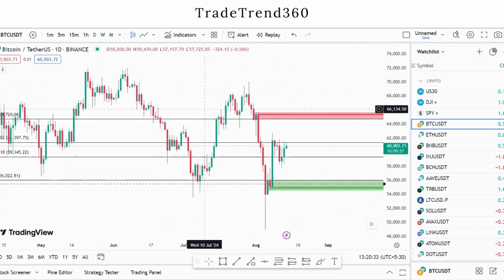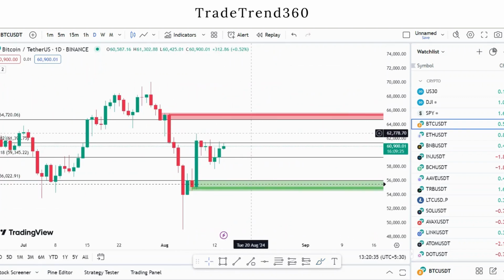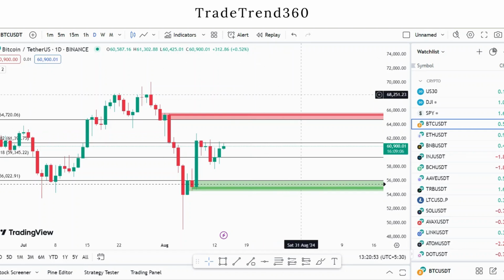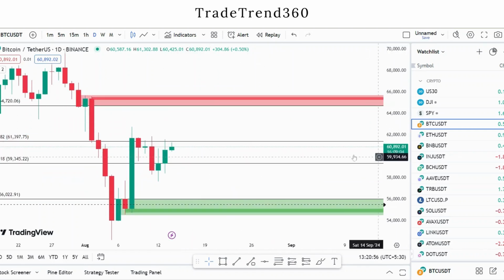The main point is that we also need to follow the footsteps of banks and institutions. They trade according to the mutual fund managers in the banks and institutions. They trade according to supply and demand. So we are going to focus purely and solely on supply and demand concepts. Okay, so let's start with Bitcoin, BTC USDT.